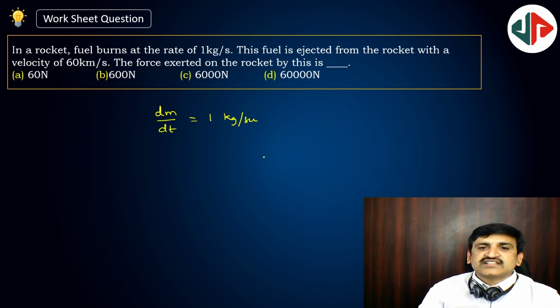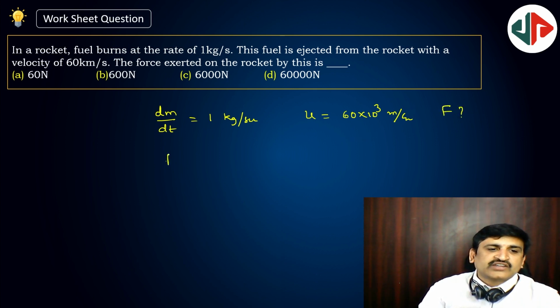This fuel is ejected from the rocket with a velocity 60 km per second. U is equal to 60 into 10 power 3 meter per second. So see, I'm converting units rapidly. The force exerted on the rocket F is equal to how much? F is equal to Ru.